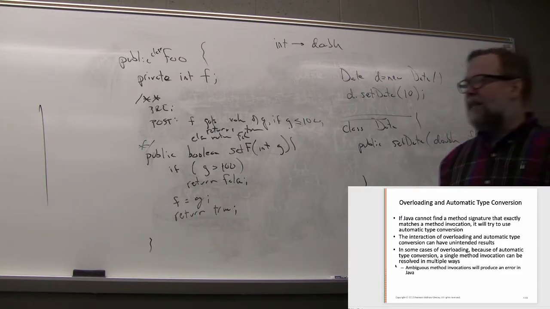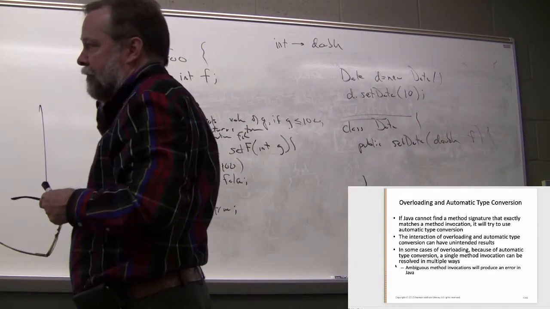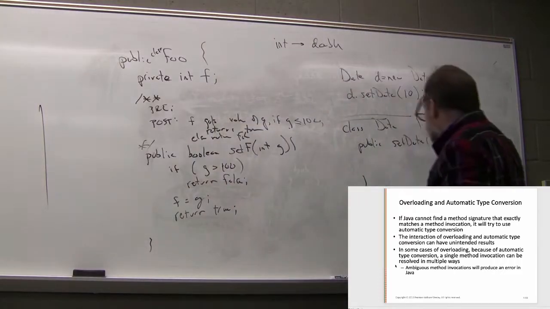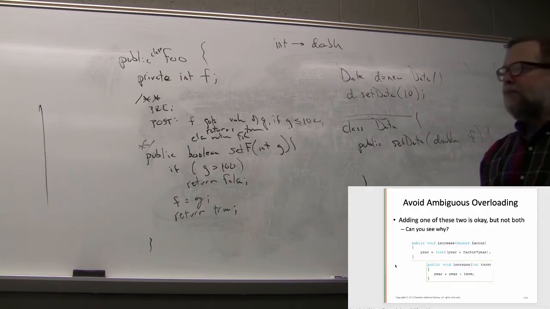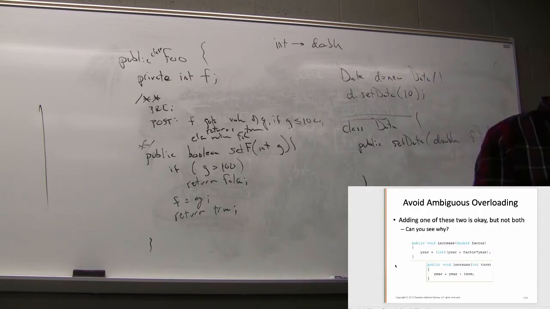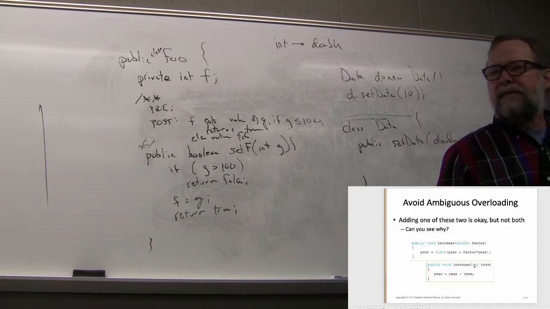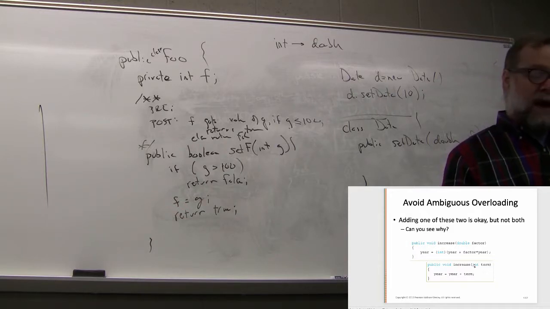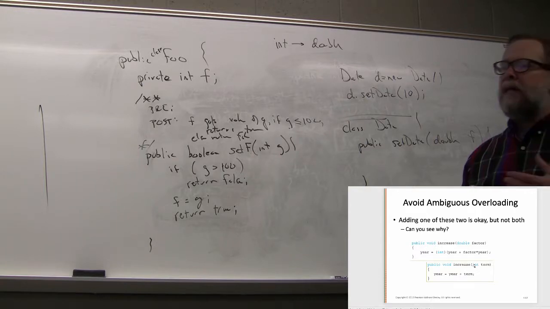So the last line on the slide there says, ambiguous method invocations will produce an error in Java. So this is fine so far, but there's some examples coming up. This would be a problem. So here, if I had in my class two methods, both called increase, one takes a double and one takes an int. So on the face of it, the signatures are different. One takes an int and one takes a double. But the compiler will not allow this.